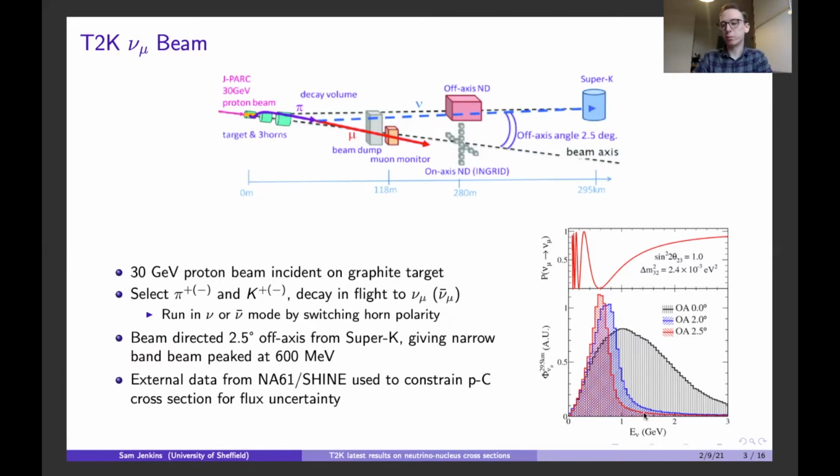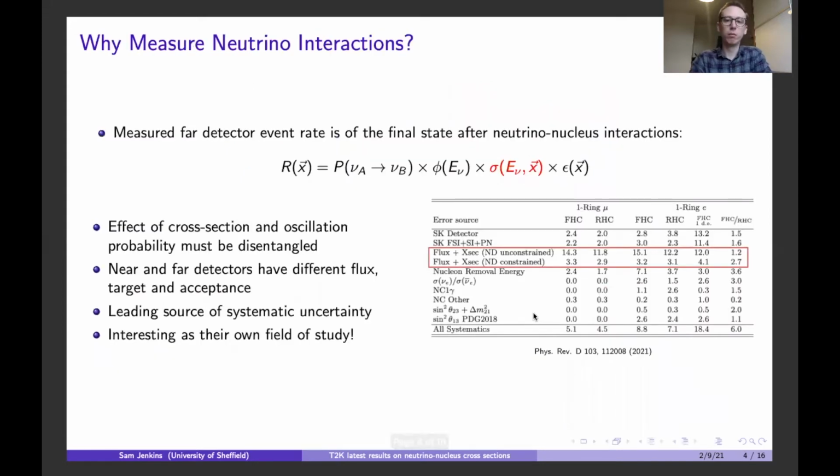So you can see from the plot on the right here that where the flux peaks at about 600 MeV, this corresponds to maximal oscillation probability at Super K. We also use external data from the NA61/SHINE experiment in order to constrain our proton-carbon cross-sections for flux uncertainty measurements. But why do we actually want to measure neutrino interactions?